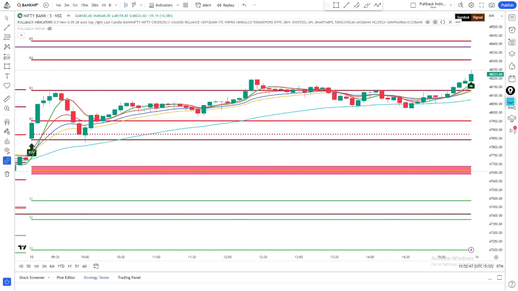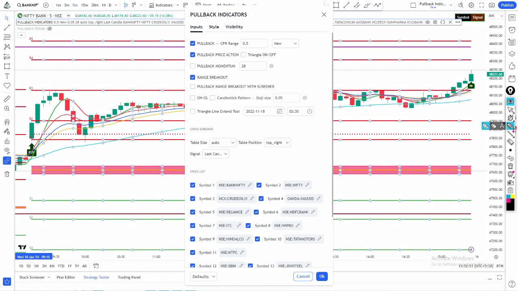When you subscribe to pullback indicators, you get 4 separate indicators. One is the pullback price action indicator, pullback momentum and pullback range breakout indicator. All these 4 indicators are merged in one indicator, so in TradingView, it will be counted as a single indicator. Along with this, you will get a stock screener. Whenever there's a buy sell signal, it will automatically get displayed.